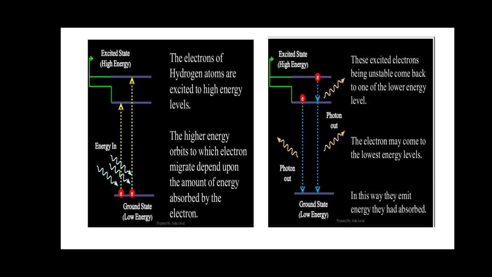This excited state electron, being unstable, comes back to one of the energy levels. The electron may come to the lowest energy level. In this way they emit the energy they had absorbed. Actually, when the electron absorbs energy, energy is in, then they get excited.